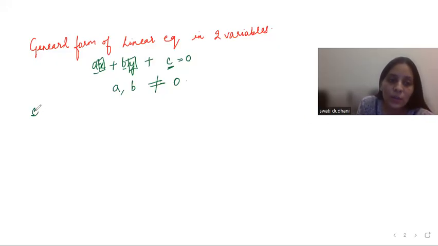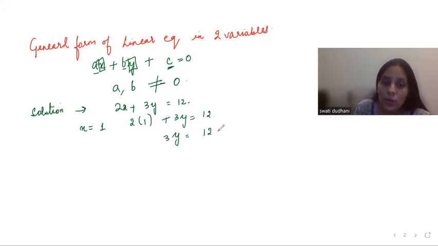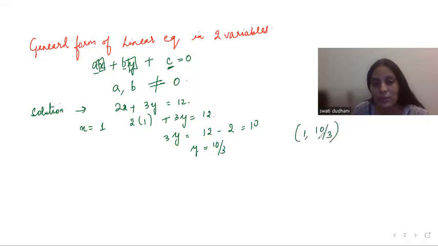So now let us take one more example and find the solution for it. Let's say 2x plus 3y equals 12. If I take the value of x to be 1, so 2 into 1 plus 3y equals 12. So 3y equals 12 minus 2, that is 10, and y equals 10 by 3. So one solution is 1 comma 10 by 3.